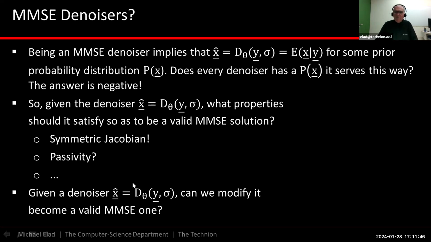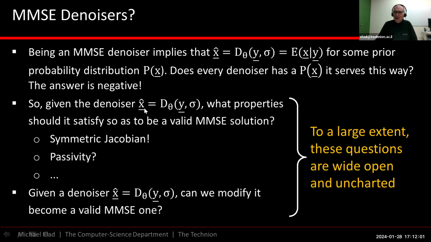We don't know. Basically, there was one paper that suggested: take a denoiser and symmetrize its Jacobian. And this paper, by Peyman Milanfar, the same guy we saw before, has shown that when you symmetrize the Jacobian, the performance actually improves. Okay, so basically all these questions are wide open. We are stuck.